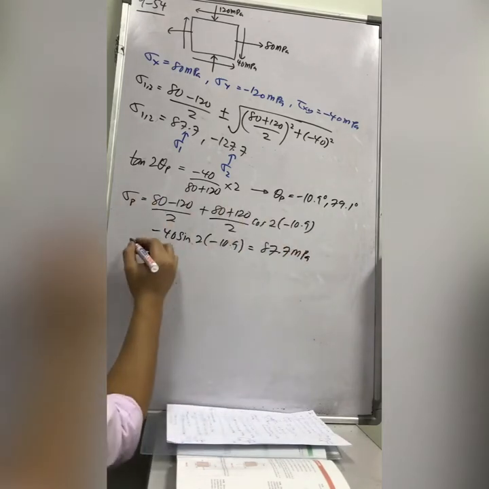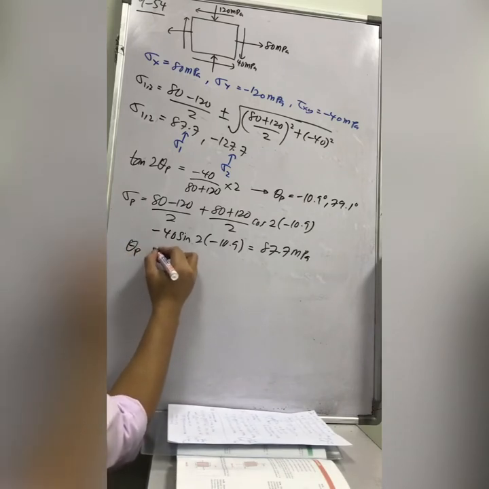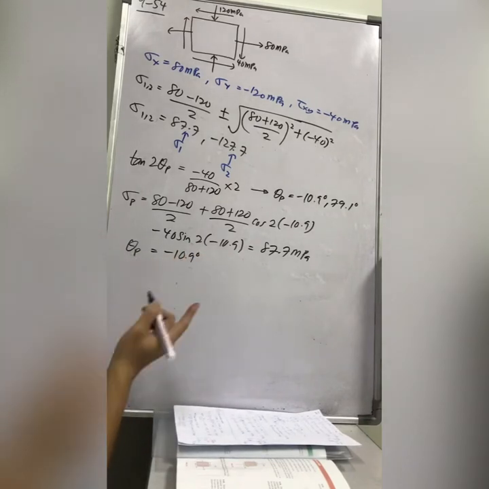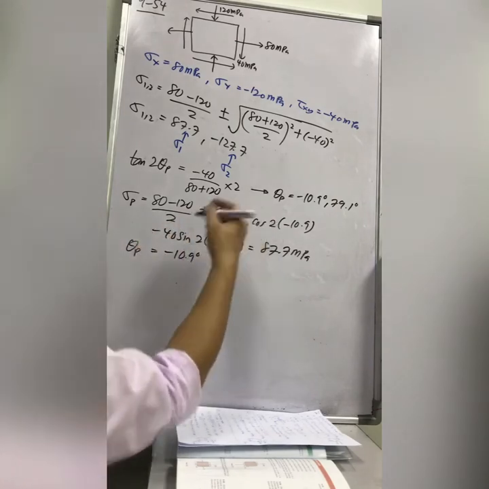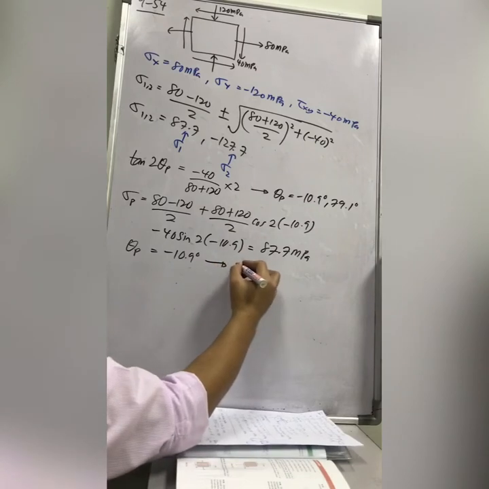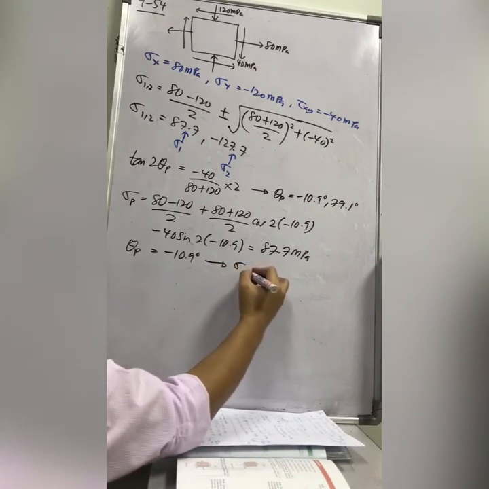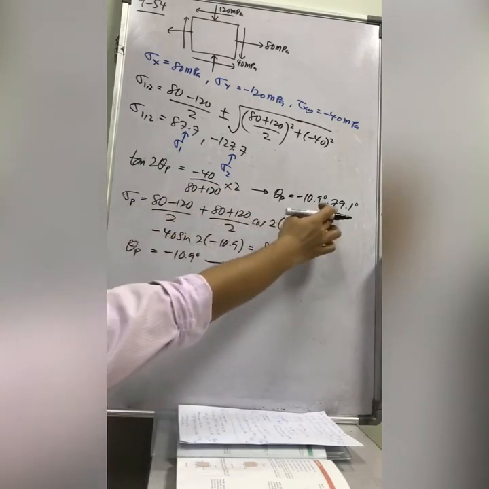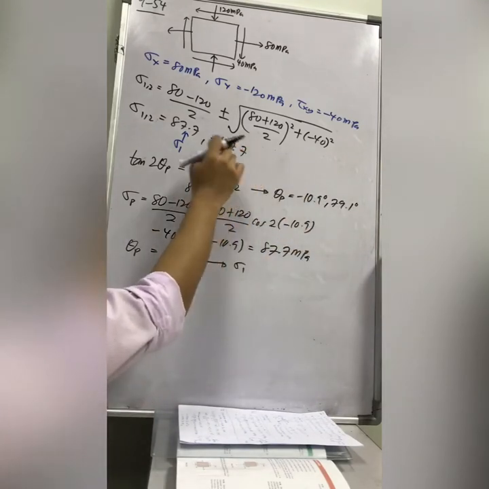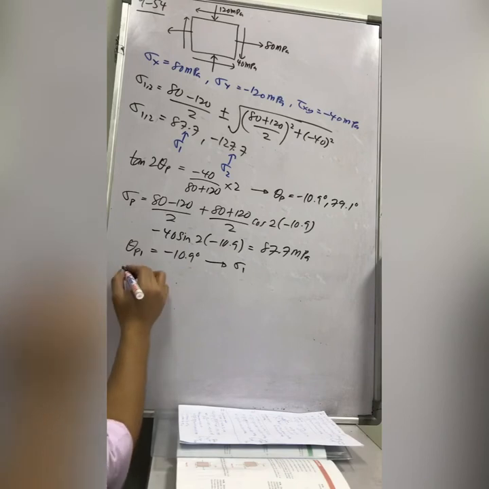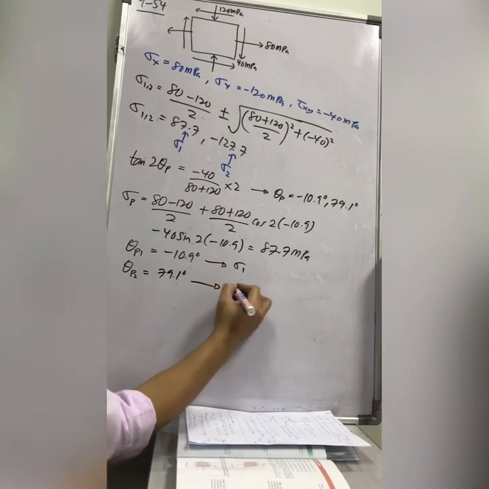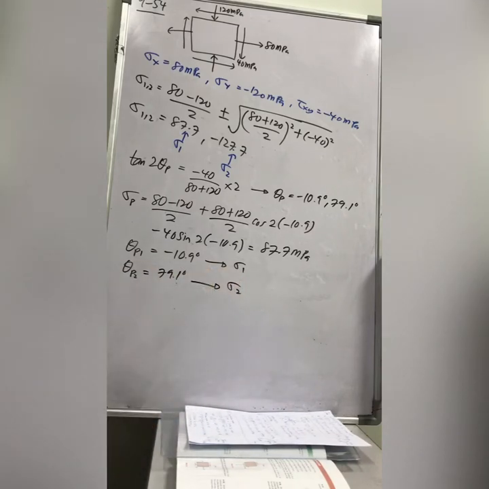What does it mean? So theta p equals minus 10.9 degrees. Why minus? It is clockwise. That's why it's minus. This one is related to sigma 1. Of course, if you put the same thing in this equation for theta equals 79.1, we get the other one, which is this. So this one is theta p1, and your theta p2 is 79.1 degrees, which is related to sigma 2.